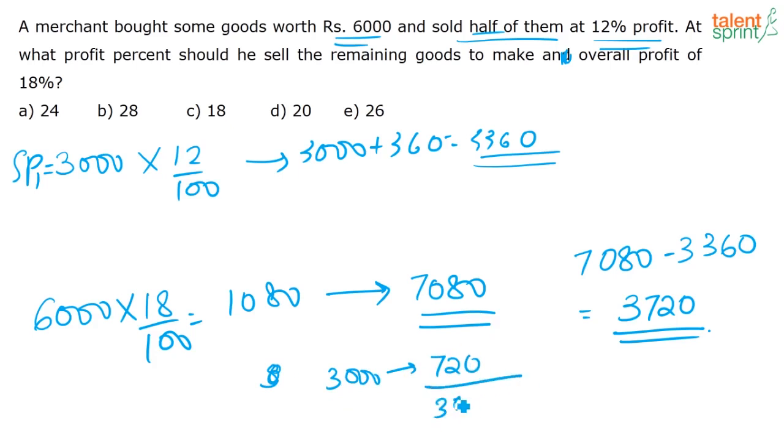So at what profit percentage should he sell it? 720 divided by 3,000 into 100. So 72 by 3 is 24, the answer is 24. That is option A. Yeah, let's move on to the next one.